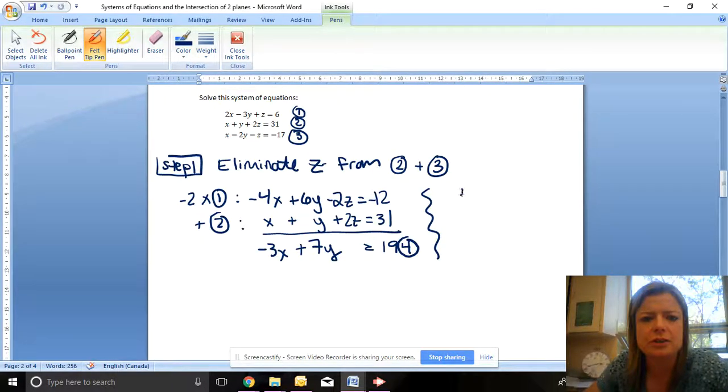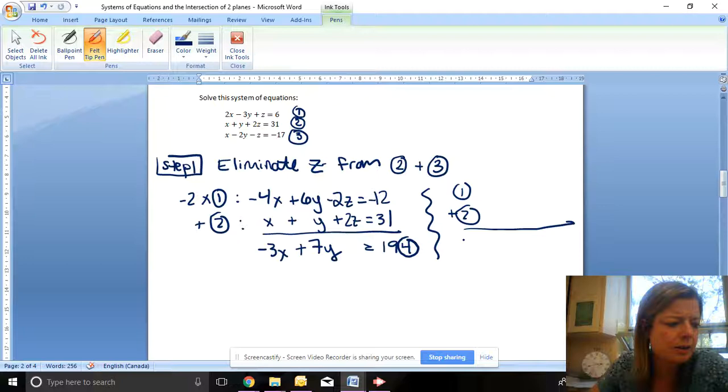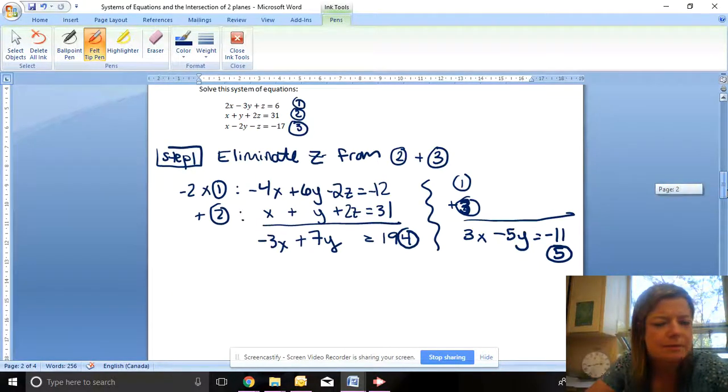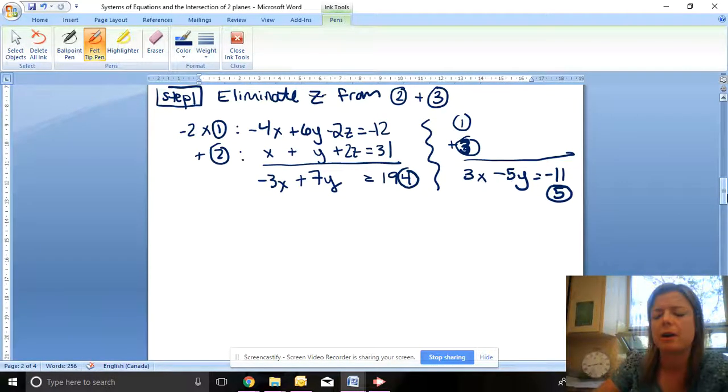And then notice I just have to add 1 and 3 together here. And when you do that, you're going to get 3x minus 5y equals negative 11. And that is equation 5. So I got that just by adding equations 1 and 3 together. Okay, so my new system now is 1, 4, and 5.